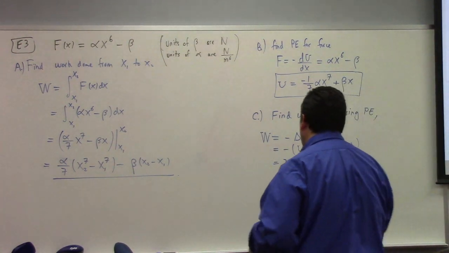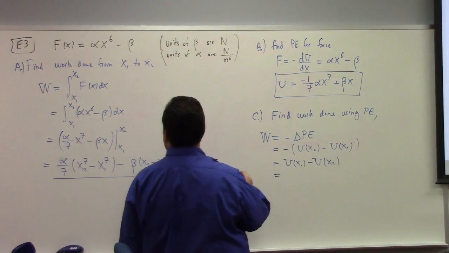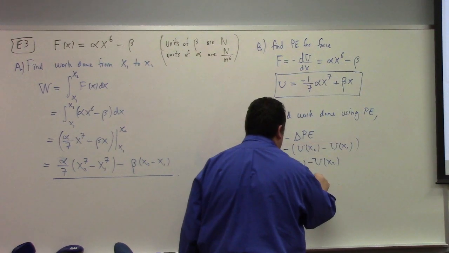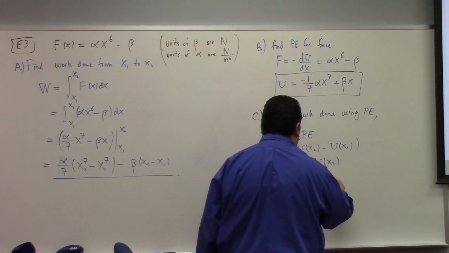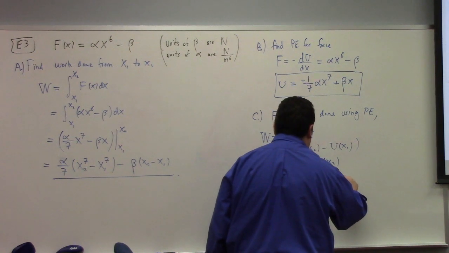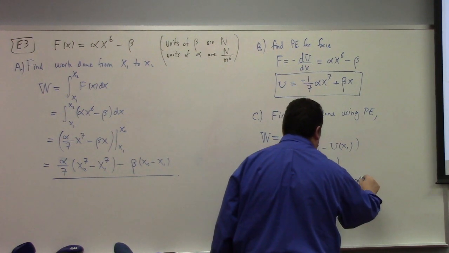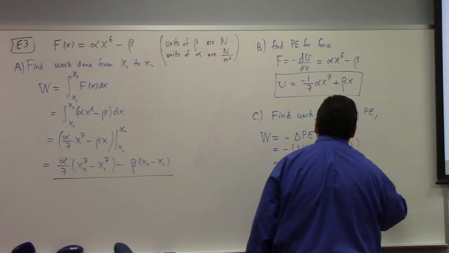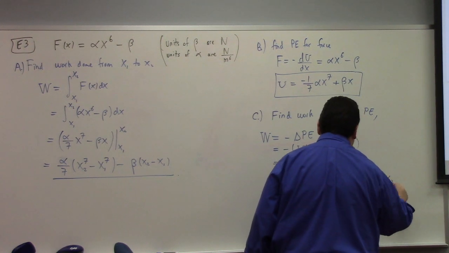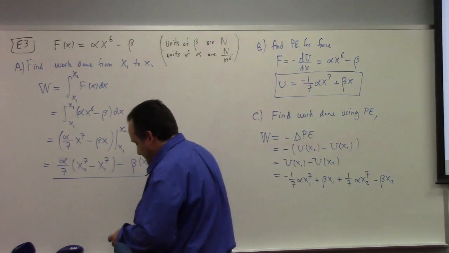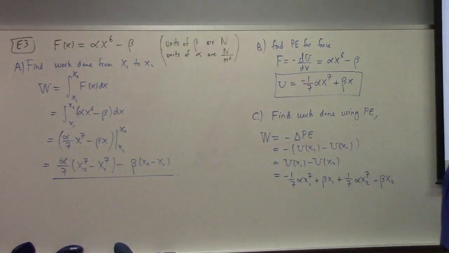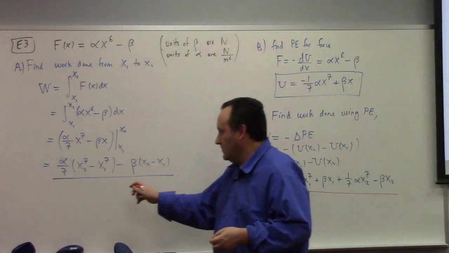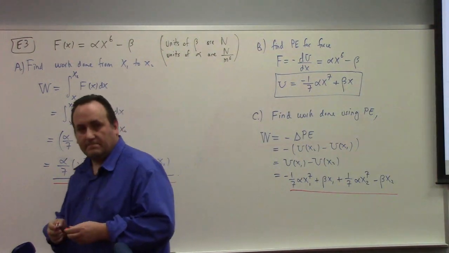What do you get? Where was I? Oh, right there. So that gives me minus 1/7 alpha x1 to the 7th plus beta x1, minus a minus gives me plus 1/7 alpha x2 to the 7th. Let's see here, minus beta x2. And if you look at this and you compare it to what I have over here, you should see that they're equal, right?